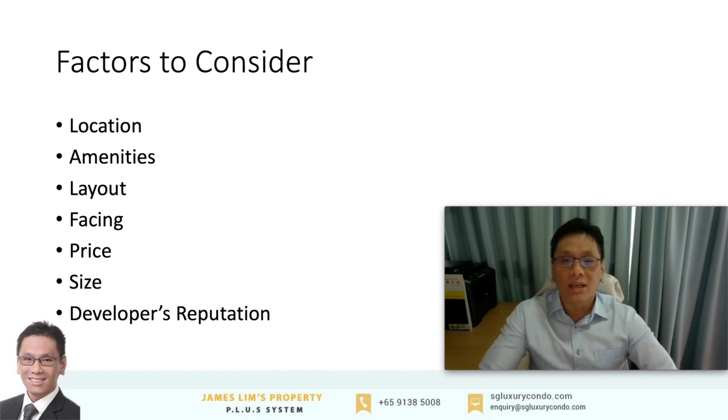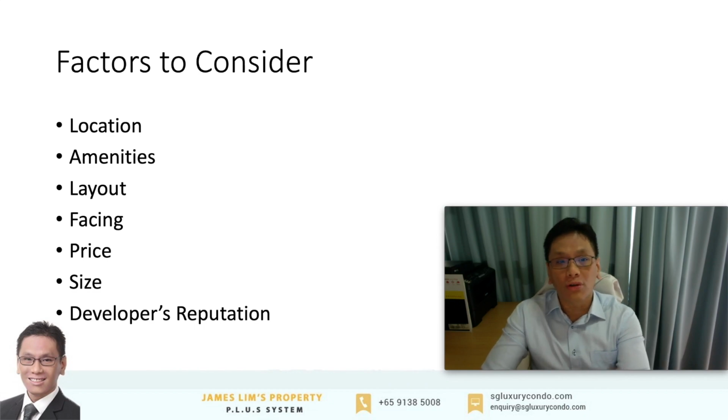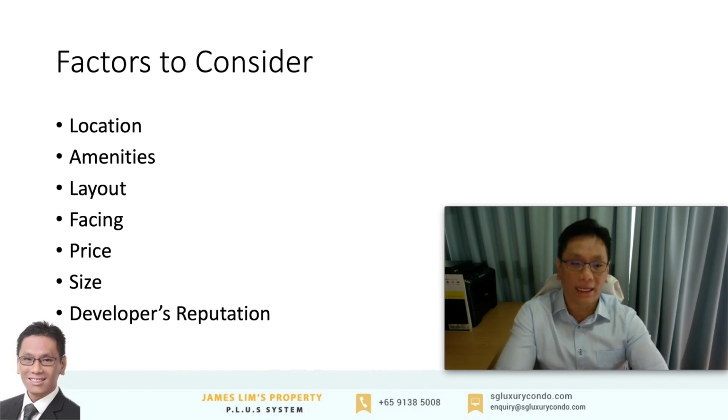Secondly, amenities. Do you need a lot of amenities? As in my example just now, Orchard Road versus Jurong, I would say that Orchard Road has more amenities. Therefore, looking at the amenities, I would say Orchard Road has better amenities.